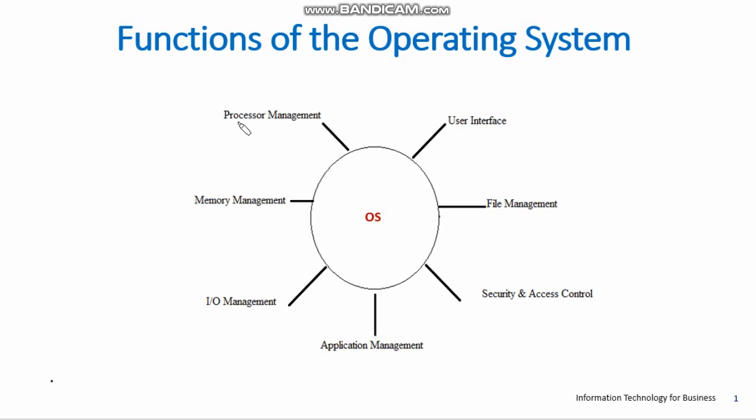If you start with managing the processor, managing the memory, managing the input output, managing the programs or applications, managing the security and access to the system, then organizing the information, that's called file management, and providing the user interface. So let's see how these can be achieved. So we can take down this as points.